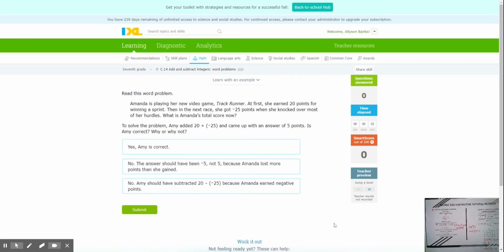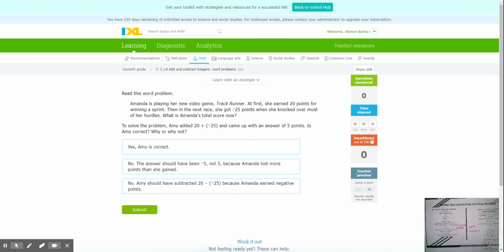Okay, so it says, read this word problem. Amanda is playing her new video game, Track Runner. At first, she earned 20 points for winning a sprint. Then the next race, she got negative 25 points when she knocked over most of her hurdles. What is Amanda's total score? To solve the problem, Amy added 20 plus negative 25 and came up with the answer of 5 points. Is Amy correct? Why or why not?